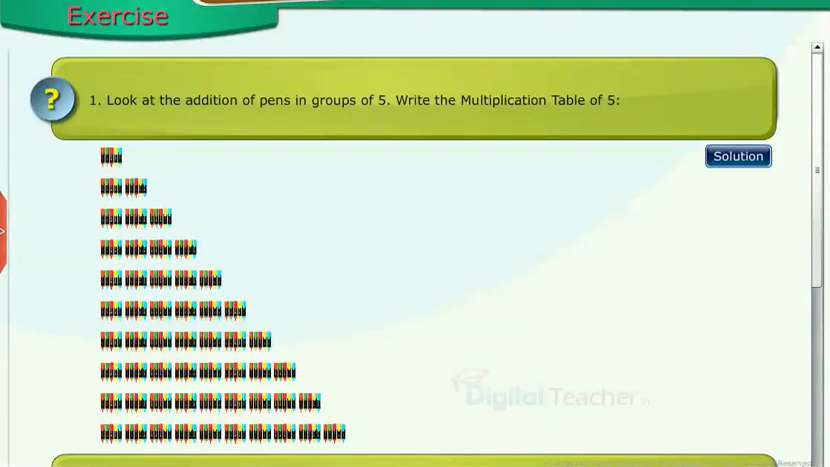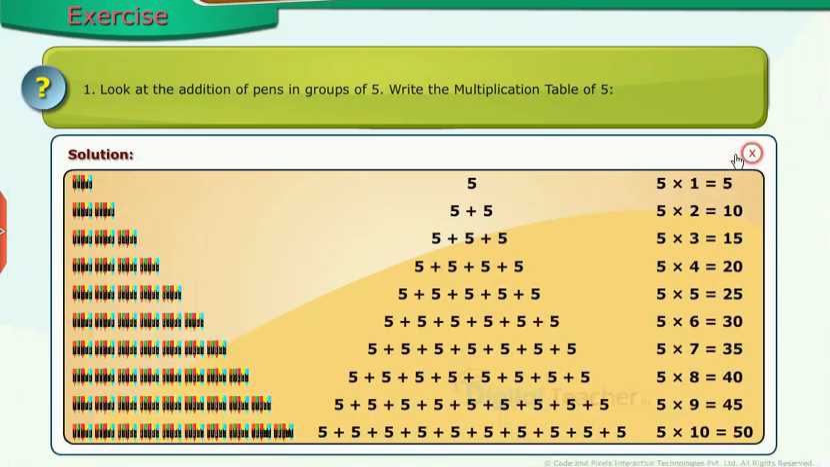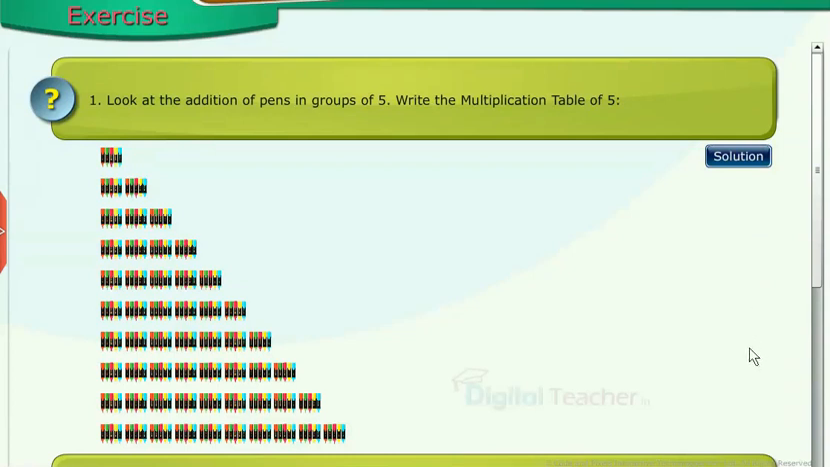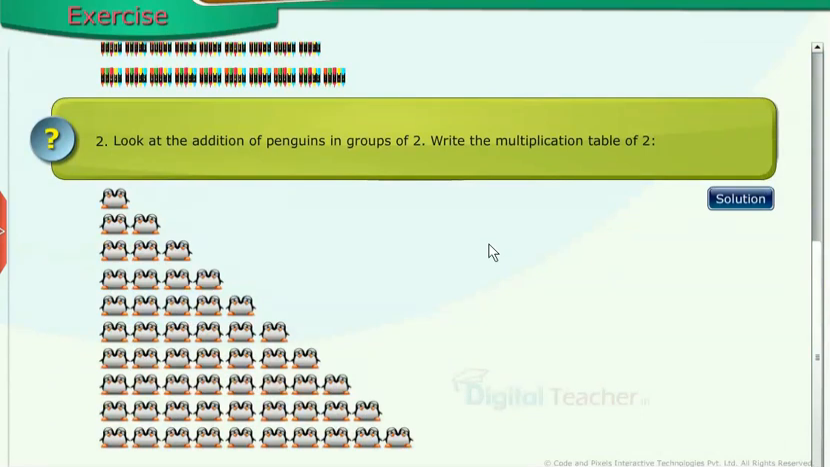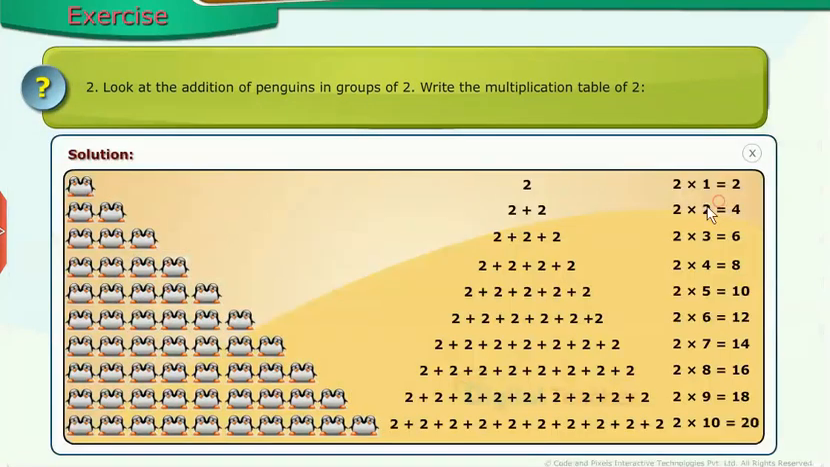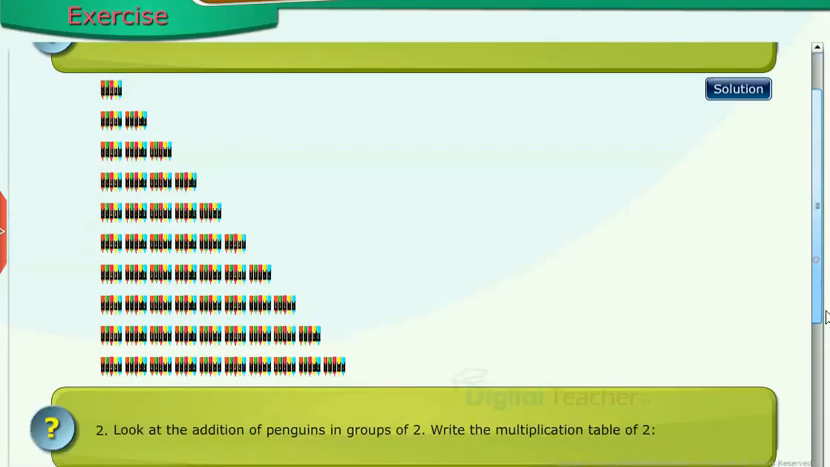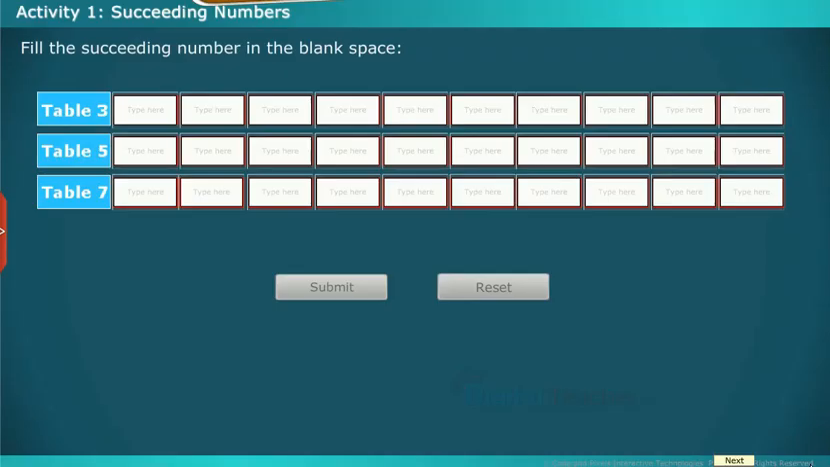Exercise 1. Let us see some exercise problems. Let us do the activity on succeeding numbers. Fill the succeeding number in the blank space.